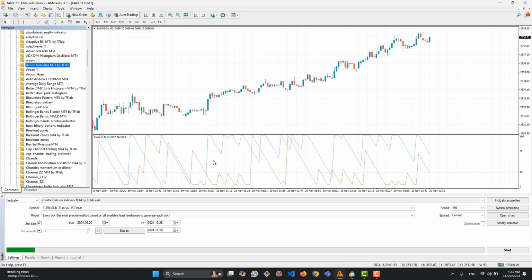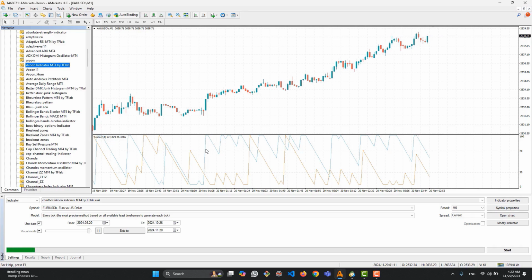This oscillator also shows us the strength of the trend in such a way that when the uptrend line is above the number 70, it indicates a strong upward trend. And when the downtrend line is above the 70 area, it indicates a strong downward trend.